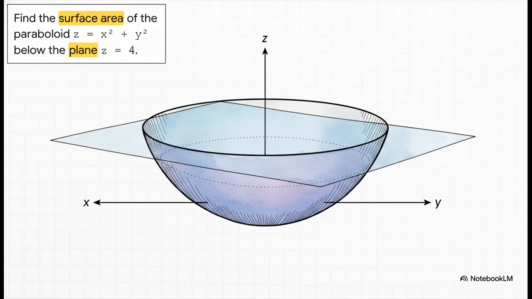Okay, that was a flat surface, kind of like a warm-up. Let's try something with some actual curves to it. This time, we want to find the surface area of a bowl shape, a paraboloid, but only the part of it that's below the height z equals 4. And remember, since we're after surface area, this is that awesome special case where our function f is just 1.